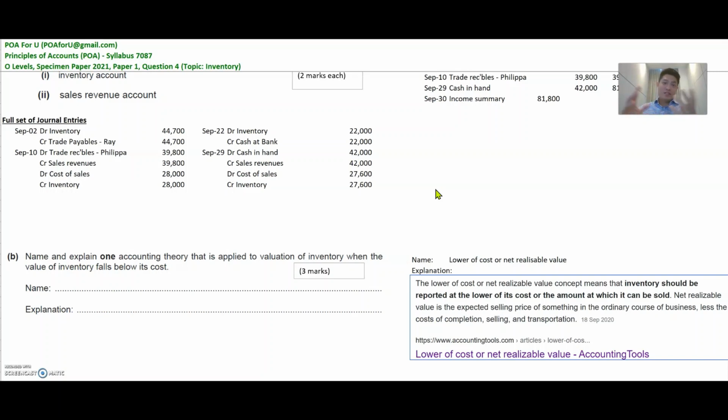Now, if let's say the net realizable value is higher than the cost price, then you don't value inventory at the higher realizable price, but you only value it at the lower cost price. But if your cost price is higher and what you can sell it for is only a lower price, then the prudence concept would tell you that you have to reflect your inventory value at the lower value, to make it a more holistic, prudent way of looking at the value of your inventory. Okay, so that's the two parts for this question.